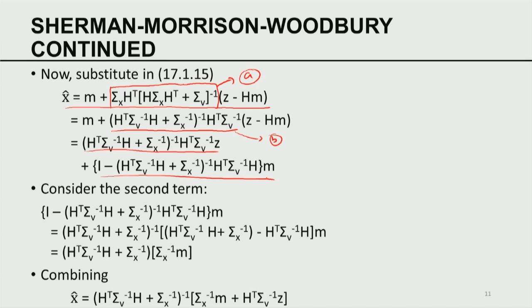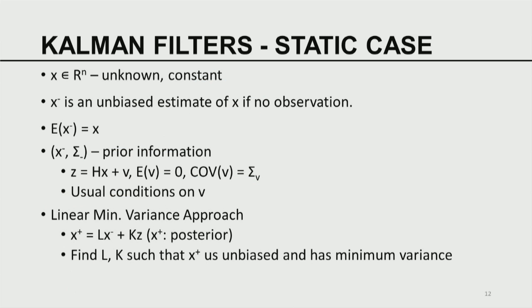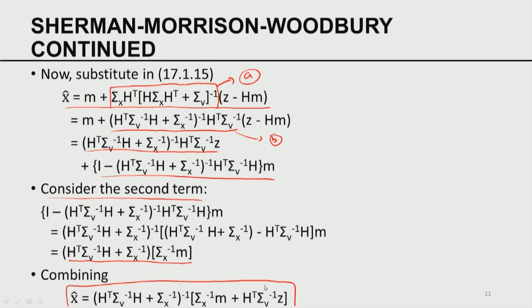Again, I'm going to do simplification. Consider the second term. By a sequence of simplifications, it can be shown that the second term reduces to this. By combining the simplification from here and substituting this in here, we get the overall structure, x hat, given by this. Now, if you look back, this is exactly the structure given by the Bayesian analysis.